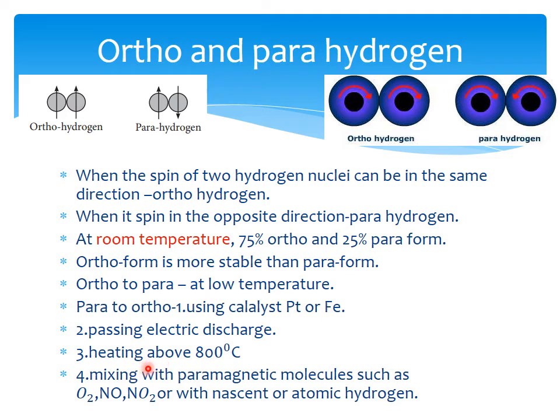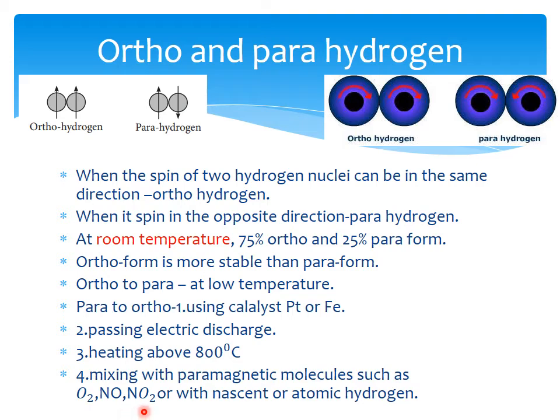Next, when you heat the para hydrogen above 800 degrees Celsius, it gets converted back to ortho hydrogen. Then, mixing with paramagnetic molecules such as O2, NO, NO2, or with nascent or atomic hydrogen. With the para hydrogen, when you mix oxygen gas or NO or NO2, these are the paramagnetic molecules.